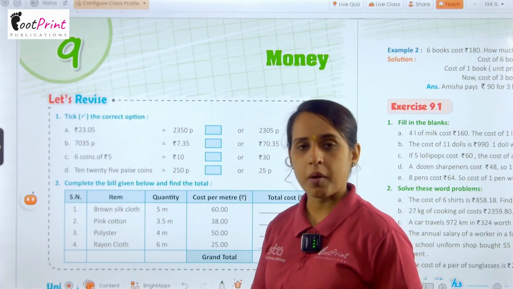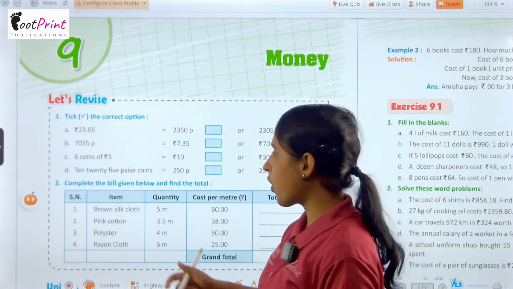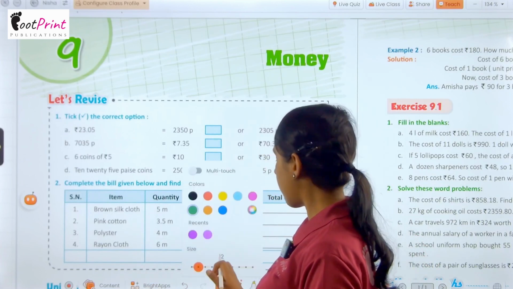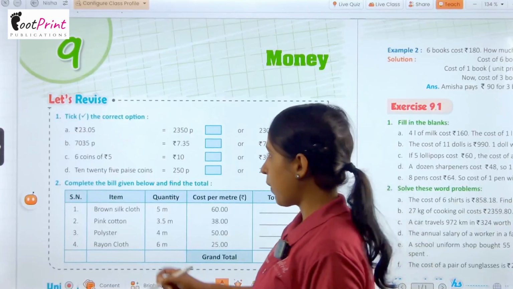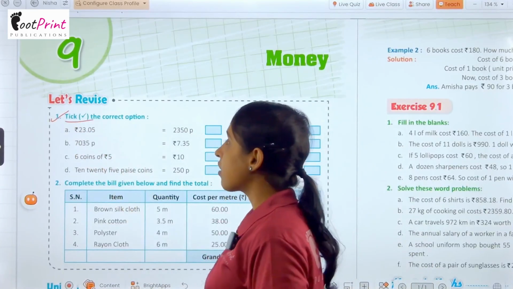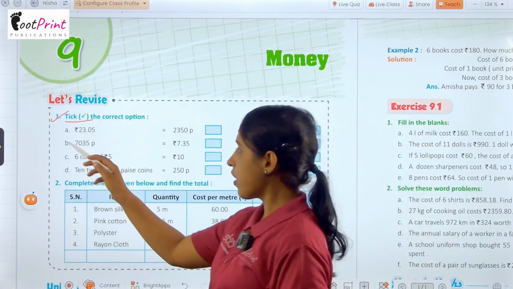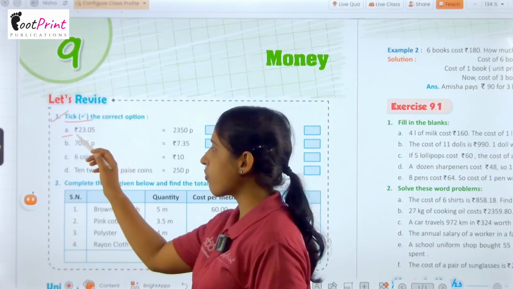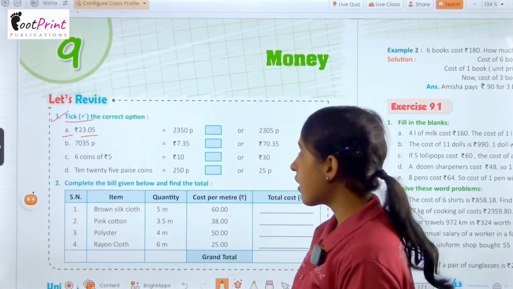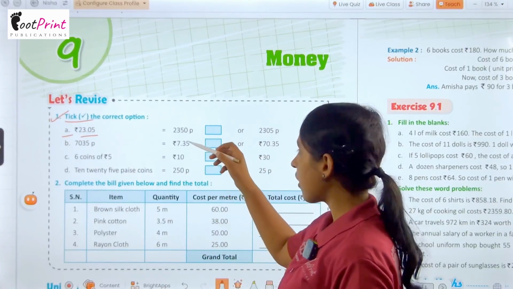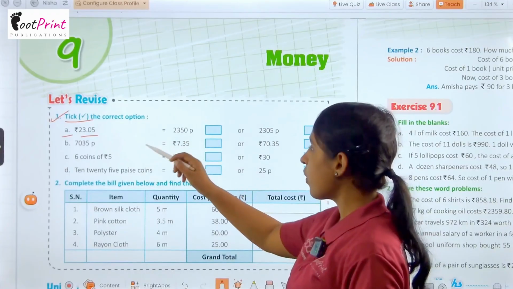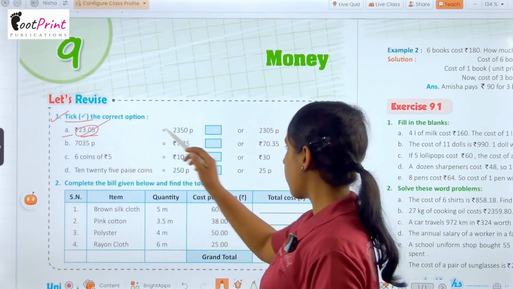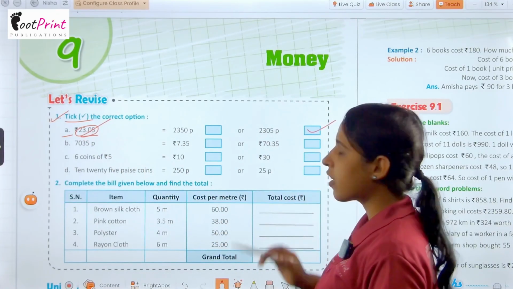As we learned about money in our previous class, here we have some questions to revise our previous learning. First one, tick the correct option. Here we have 23 rupees 5 paise. If we convert this, how many paise are there and how do we write? It looks like 2305 paise. So this one is correct.